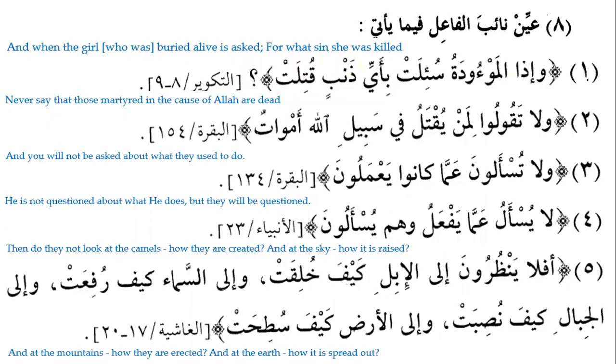And now straight away we have the exercise: Ayyin naib al-fa'ili fi ma ya'ti. Now we have to look for the naib al-fa'il. وَإِذَا الْمَوْءُودَةُ سُئِلَتْ بِأَيِّ ذَنْبٍ قُتِلَتْ. The reason why I have written here the translation is so that we get used to the translation as well. And when the girl who was buried alive is asked, for what sin she was killed.